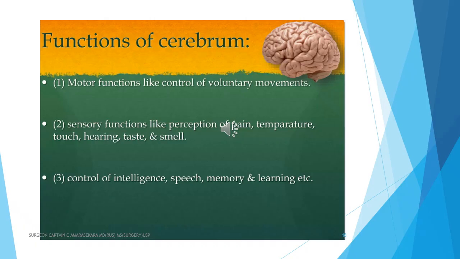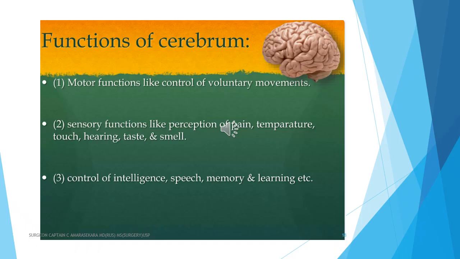Cerebrum, the triad of the function. Now that we have explored the lobes individually, let's consolidate our understanding of the cerebrum's core functions, which fall into three major domains: motor function, sensory function, cognitive function. These are the triad of functions of the cerebrum.